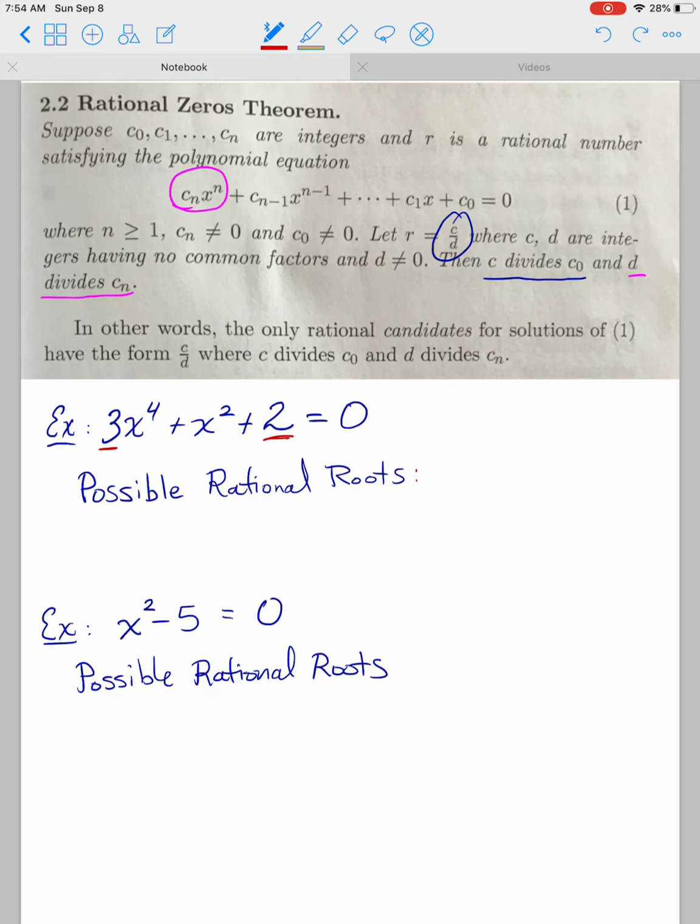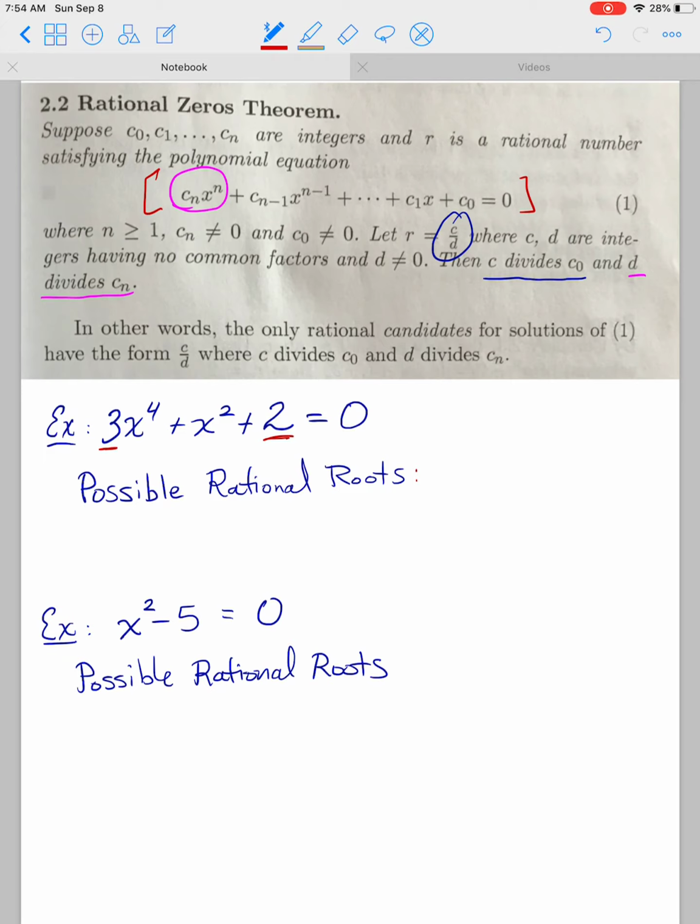I want to make a video talking through the proof just because I would rather use class time to go over our inductions and some other proofs about rational numbers that we'll be doing. So roughly what it says is if we have an equation like this. I've got some examples down here, right? Something like 3x to the fourth plus x squared plus 2 is 0, or further down, x squared minus 5.